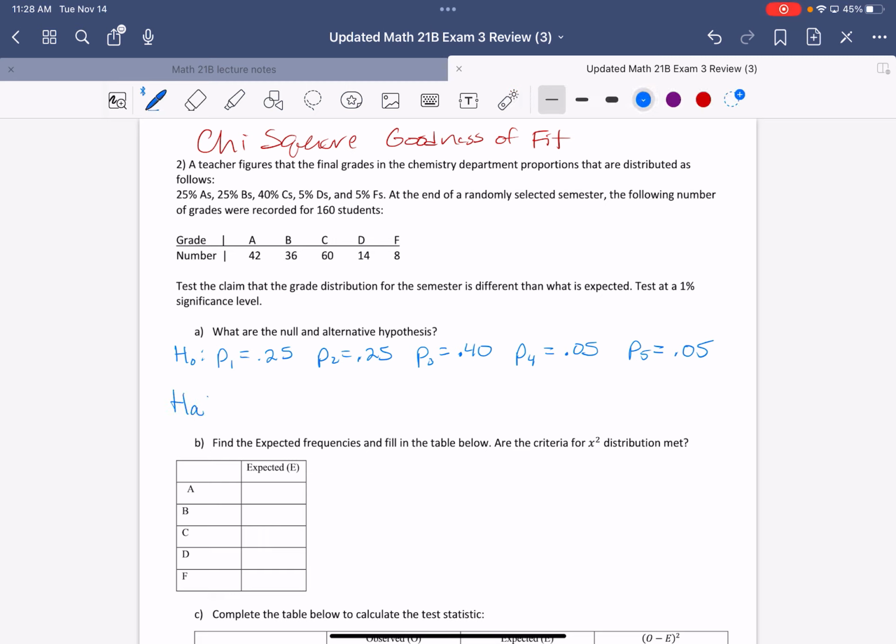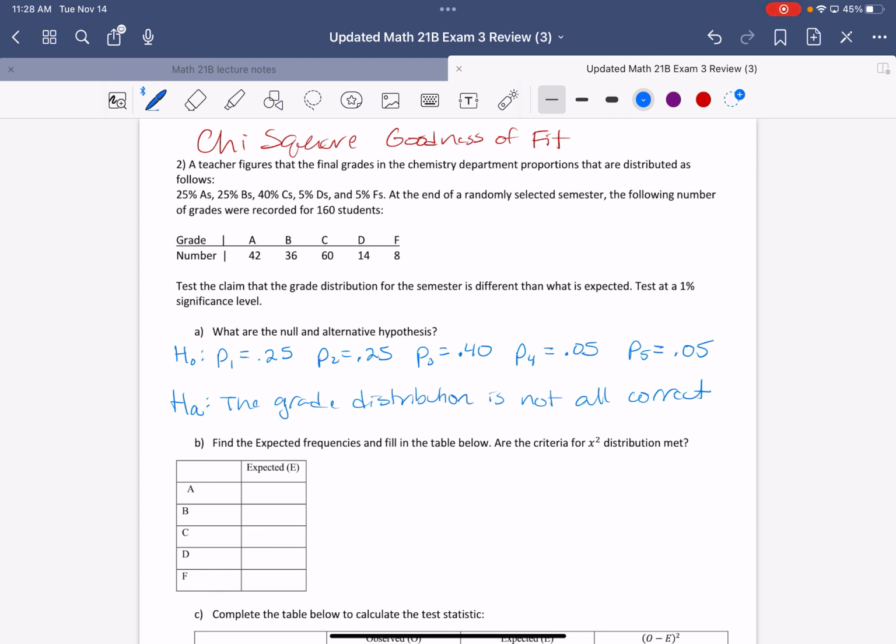So then for the alternative, we could say the grade distribution is not all correct. All right, that grade distribution that they gave us, and we just rewrote there, we're saying they're not all correct.